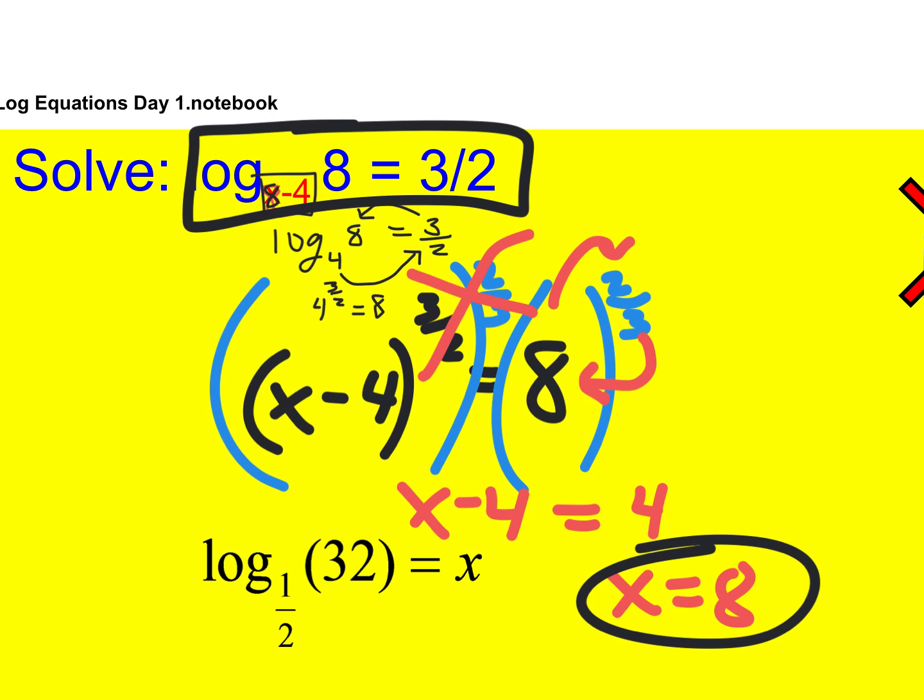Especially important because sometimes it doesn't. And then it's called a what kind of answer? Extraneous. Extraneous is where there is an answer, but it doesn't work. Undefined is where there is no answer. This had an answer for sure. I just was checking to see if it was extraneous or not.